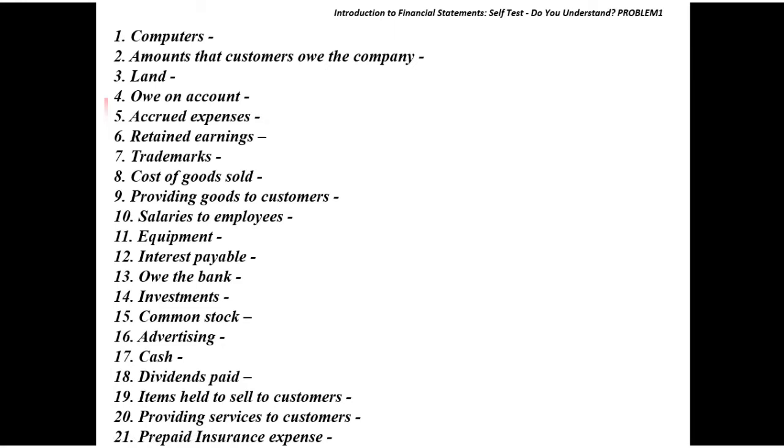Let's see the solution. Computers is an asset. Amounts that customers owe the company: asset. Land: asset. Owe on account: liability. Accrued expenses: liability. Retained earnings: owner's equity. Trademarks: asset.